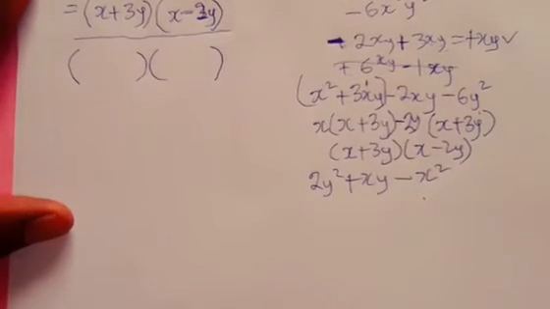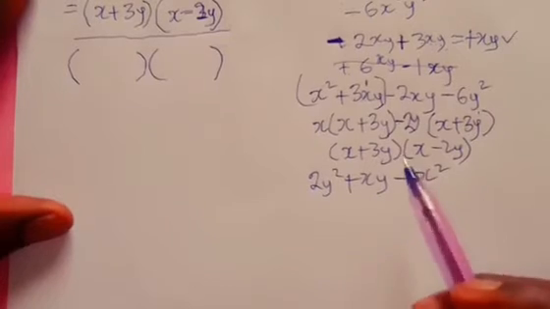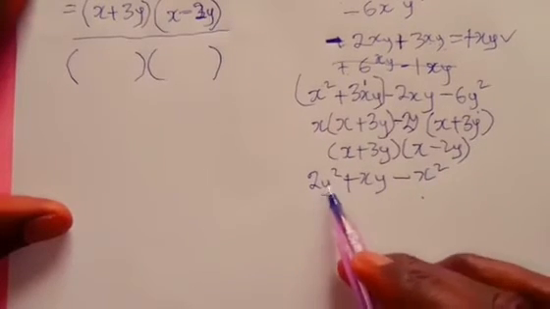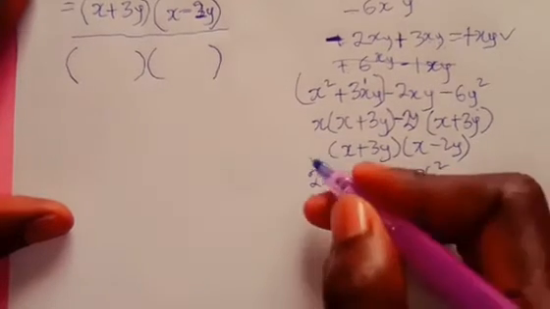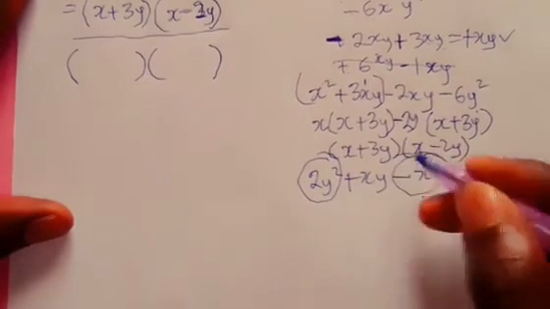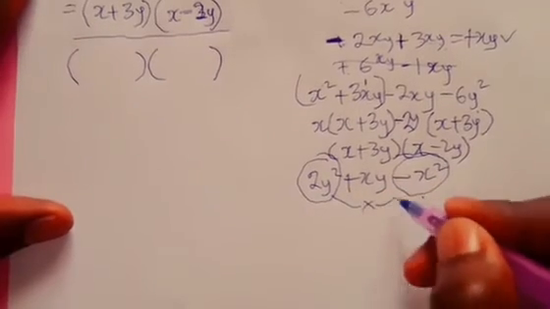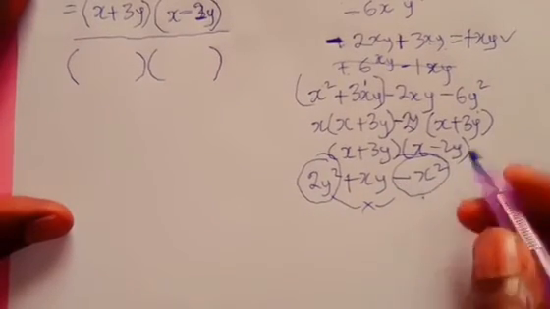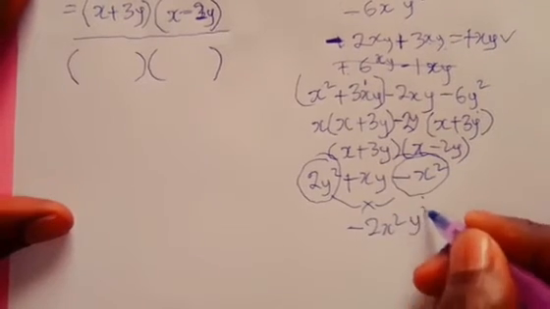Minus x squared. If you take a look at this particular question, you are going to see that here we have 2y squared, and at the last part here, the last term we have minus x squared. Like we did before, we circle the first and the last term, including their signs, okay? And once we do this, we'll multiply both together. So 2y squared times minus x squared will give us minus 2x squared y squared.